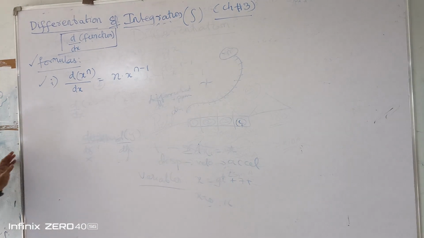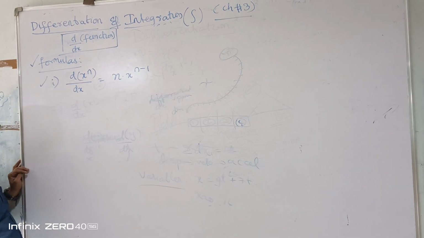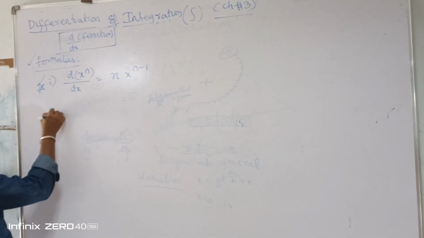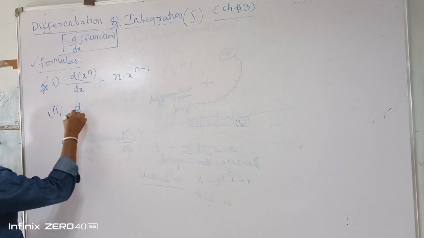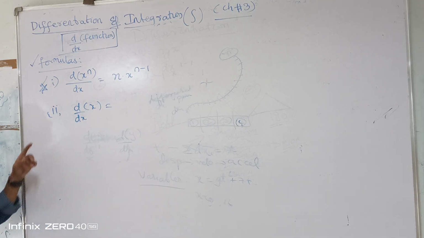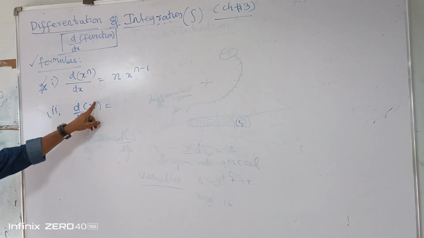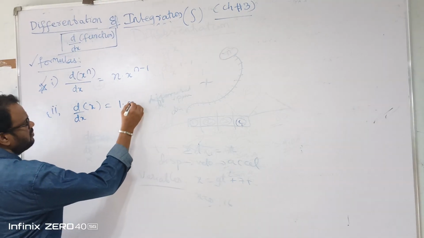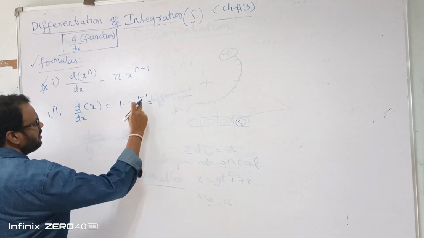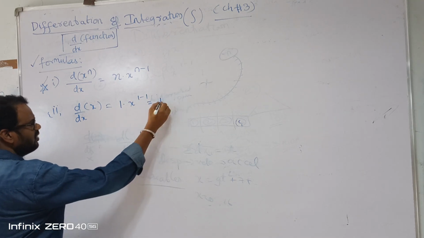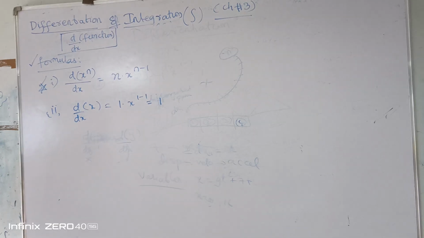d by dx of x to the power of n is equal to n into x to the power of n minus 1. You have to remember this formula. Now, we'll write some more formulas like this. d by dx of x: in place of n, if nothing is there, it is said to be 1. Substitute that 1 in this and you will get the answer. 1 into x to the power of 1 minus 1. 1 minus 1 is 0. x to the power of 0 is 1. 1 into 1 is 1. d by dx of x is equal to 1. This is the formula you should remember.